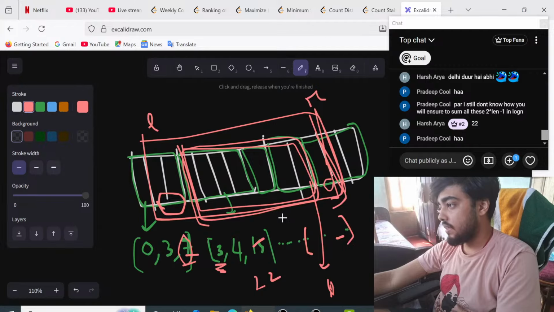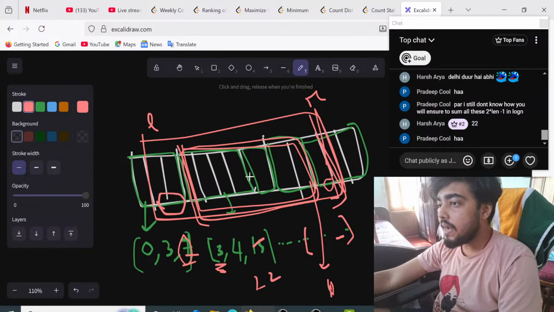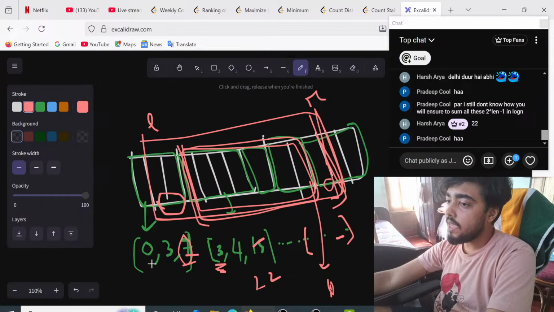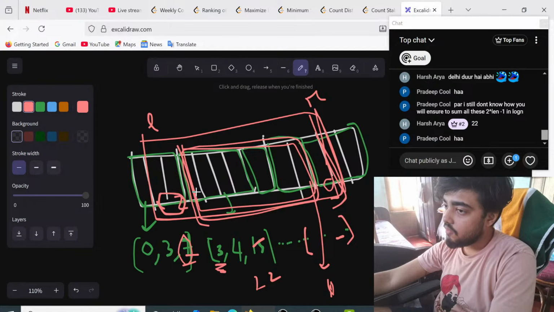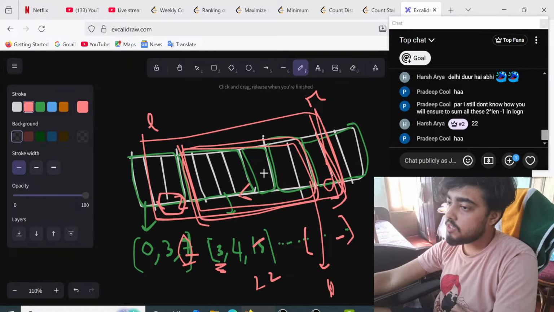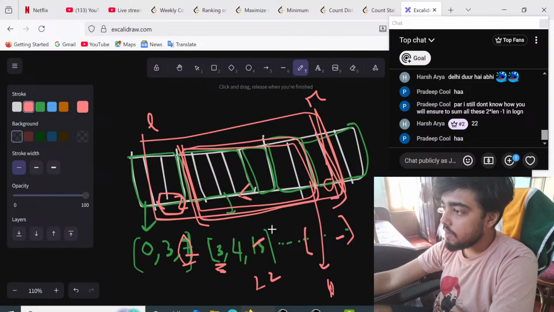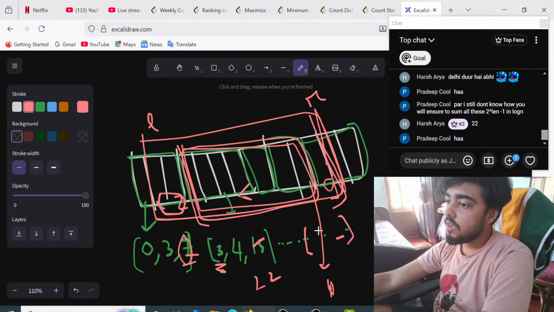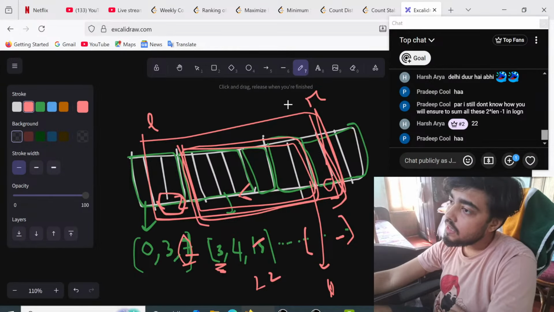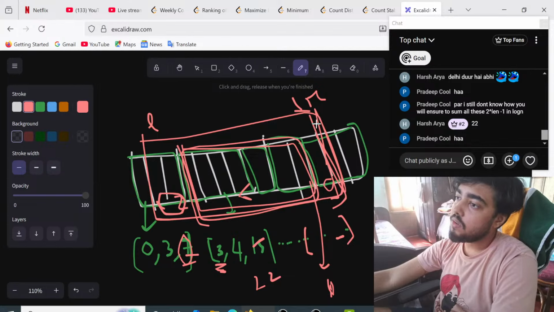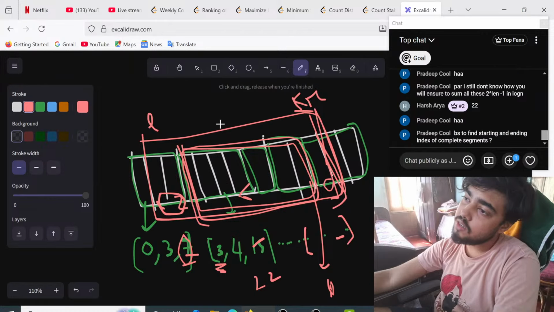whose ending, that is 3 plus, what will be its ending, 3 plus 4 minus 1; what will be the ending of this one, 0 plus 3 minus 1, because it is 0 1 2, right. The ending is 2, that is 0 plus 3 minus 1. For this the ending is 3 4 5 6, that is 3 plus 4 minus 1. Okay, so starting plus length minus 1 is the ending, correct. So the one whose end is lesser than or equal to R, and among these find the one whose starting is greater than or equal to L.